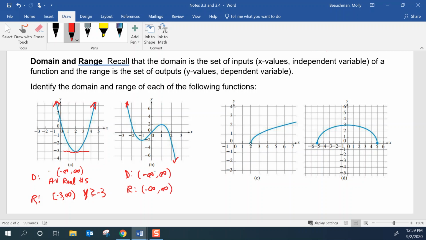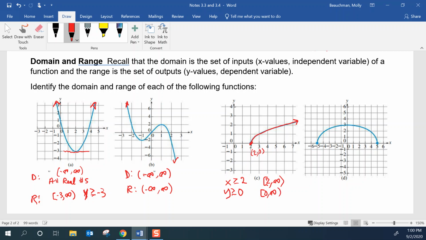Next graph, our graph starts at the point (2, 0), and then increases from there. So the x values are only the values from 2, x greater than or equal to 2, or you can write that as all the values from 2 to infinity, including 2. The y values on the y-axis start at 0, since this is the point (2, 0). So the y values are from 0 to infinity, or you can say y is greater than or equal to 0.